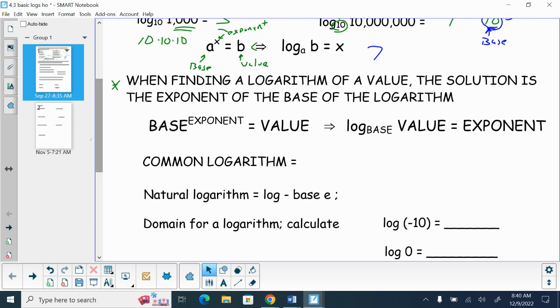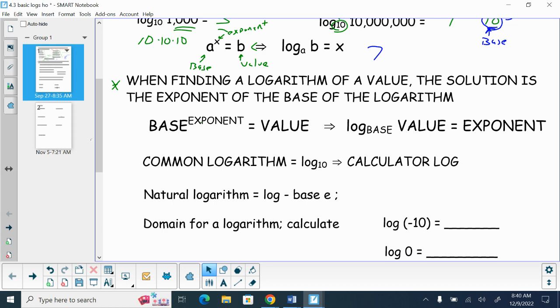We have a common log, which is log base 10. This is called a common log. It's your calculator log.